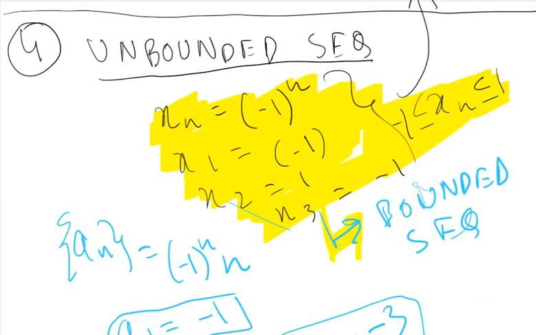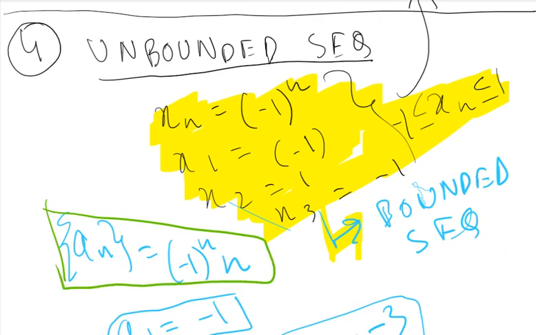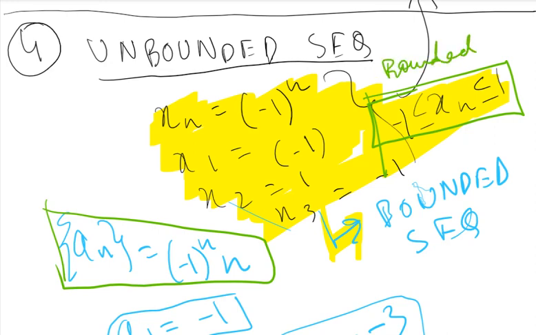Then the unbounded sequence, the sequence that does not contain a bound. I showed you this type of sequence, where you're getting negative values as well as positive values, so it's jumping about. That type of sequence is not bounded above and not bounded below. Bounded A and B, above and below.